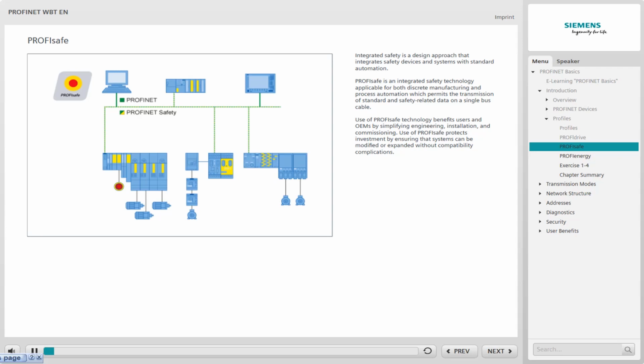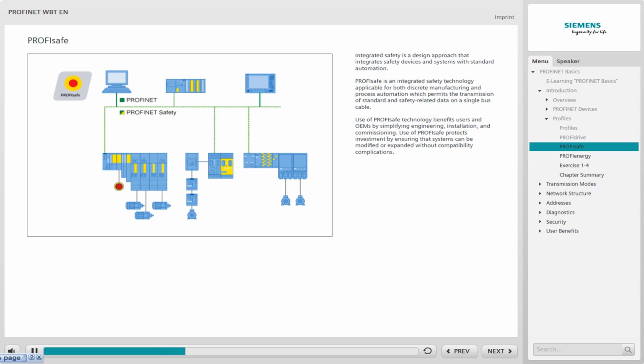Integrated safety is a design approach that integrates safety devices and systems with standard automation. While machine and process safety has always been important due to the inherent risk posed by manufacturing operations, use of integrated safety technologies has increased significantly, in part due to new safety standards, but also due to technological innovation.